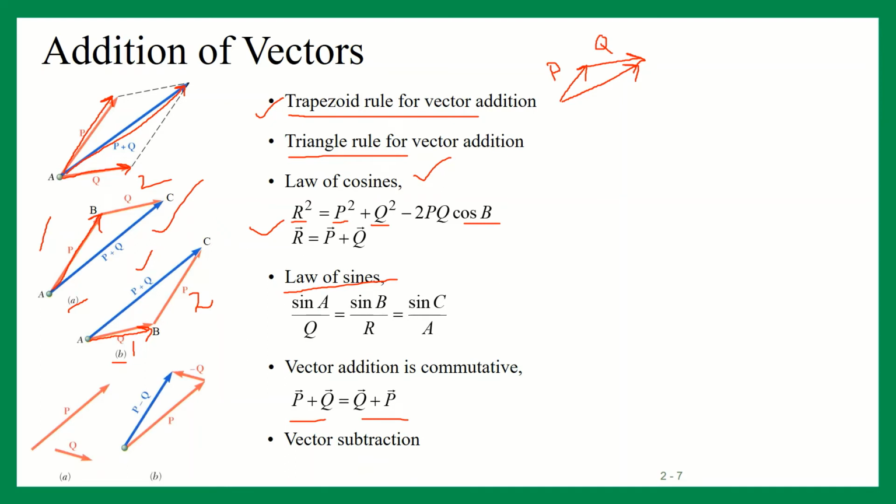And then vector subtraction. So vector subtraction is basically the addition of a vector with a negative vector. Okay. So suppose if you want to subtract P minus Q, then what you will do? You will take P and you will take the negative of Q, means you will reverse the direction of Q vector, and the resultant will be P minus Q.